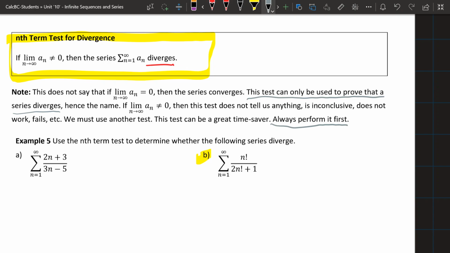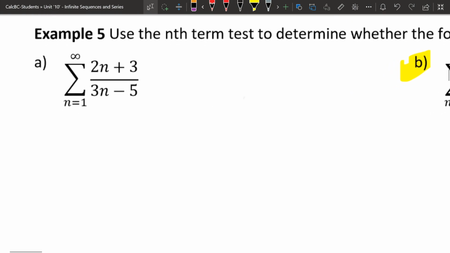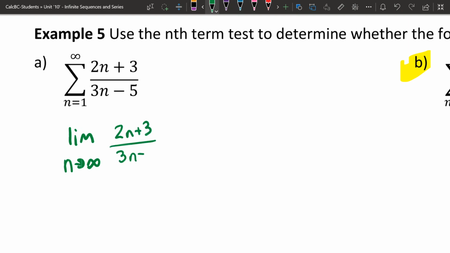All right, so example 5 says use the nth term test to determine whether the following series diverges. In part A, we've got our series from 1 to infinity of 2n plus 3 over 3n minus 5. It's not geometric. Let's use our nth term test. So we want to look at the limit as n approaches infinity of our rule there, 2n plus 3 over 3n minus 5.